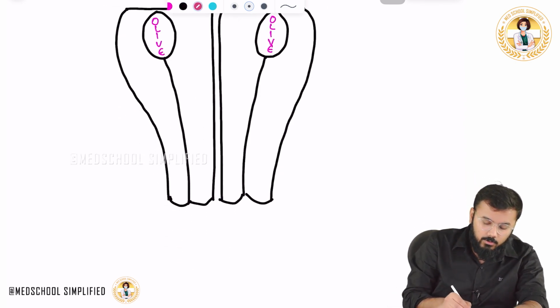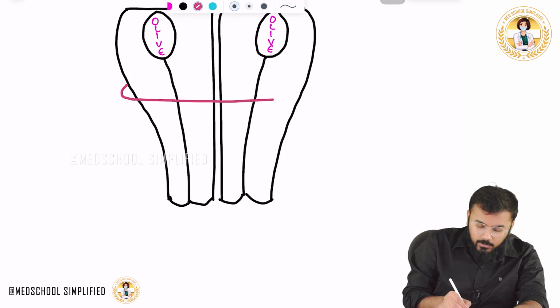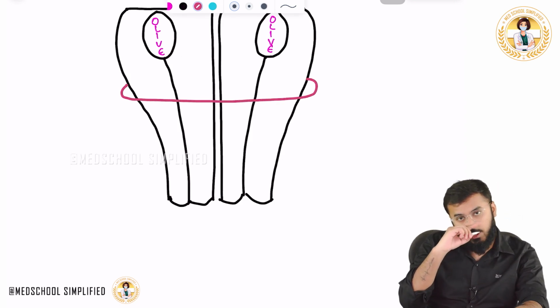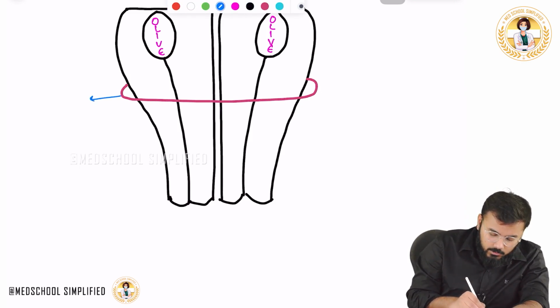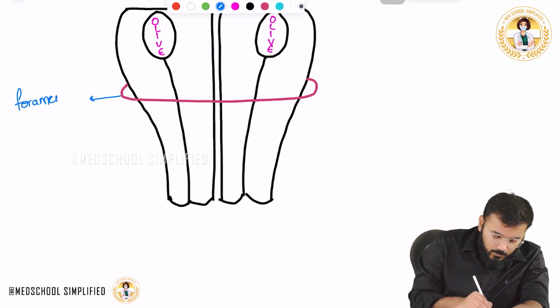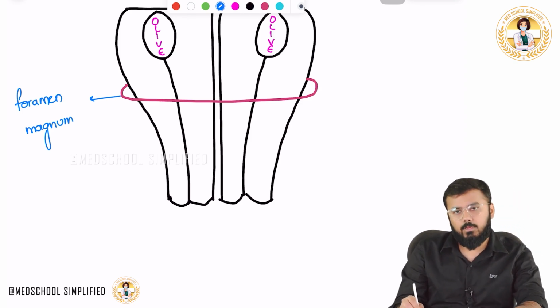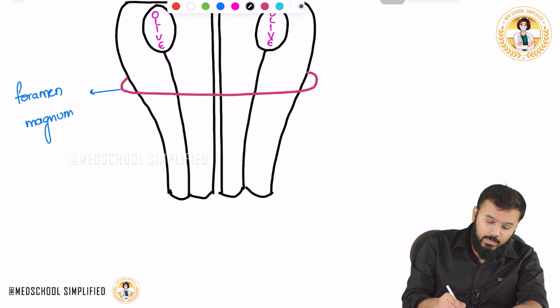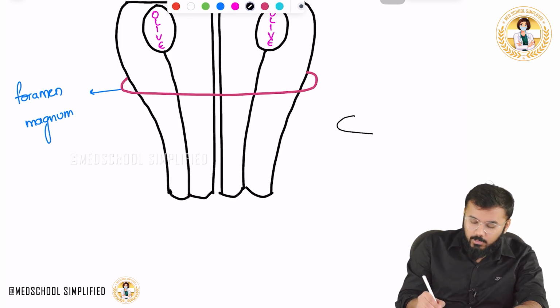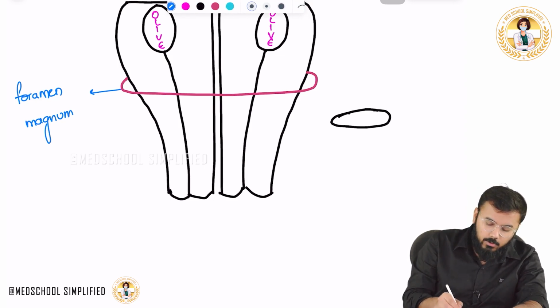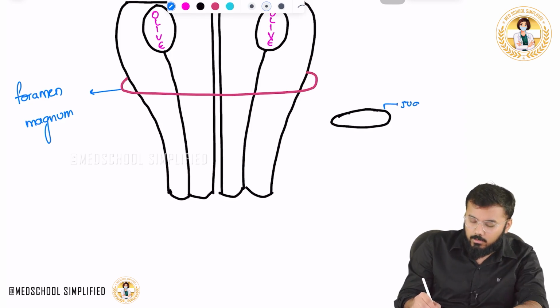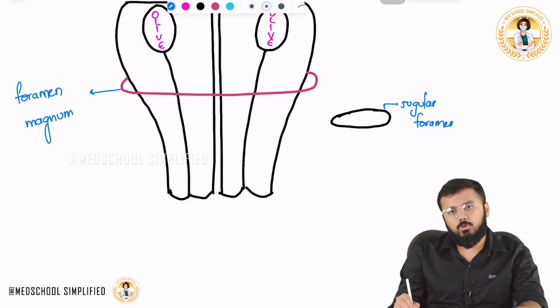And the second most important thing you need to know is that we are surrounding this in a particular foramen, and this foramen is called your foramen magnum. Next to this we have another foramen. This particular foramen which you can see here is called your jugular foramen.